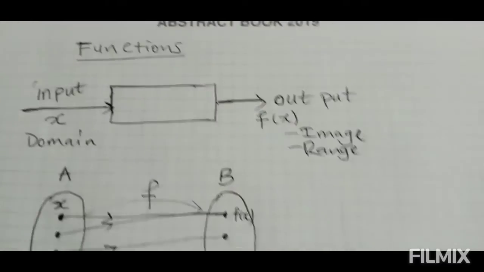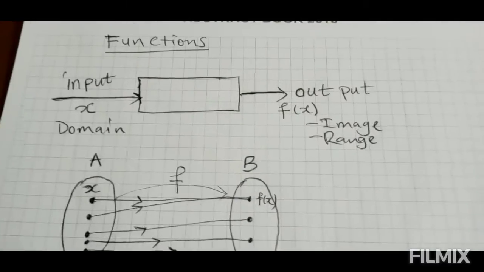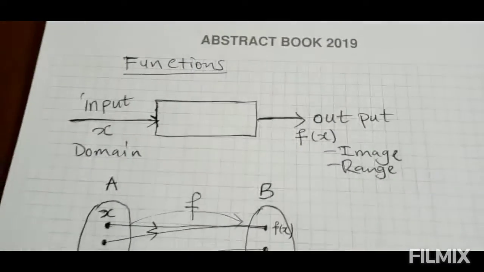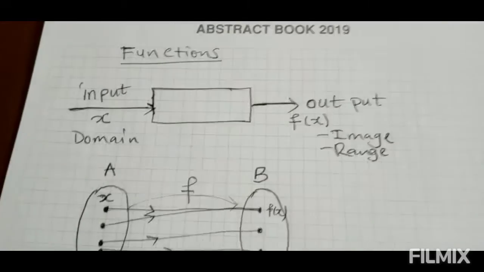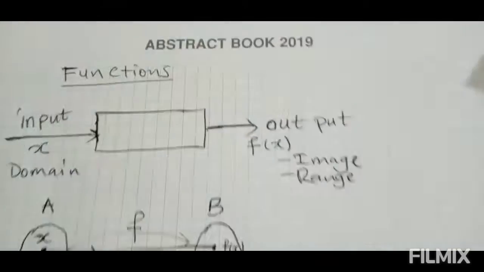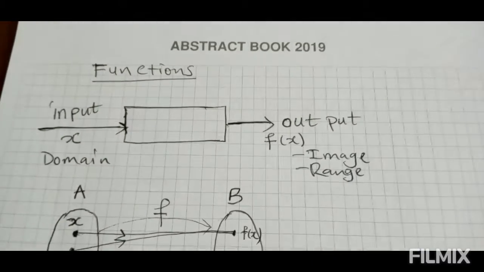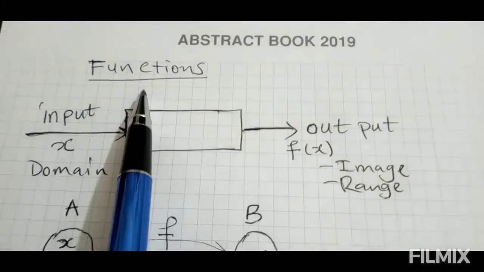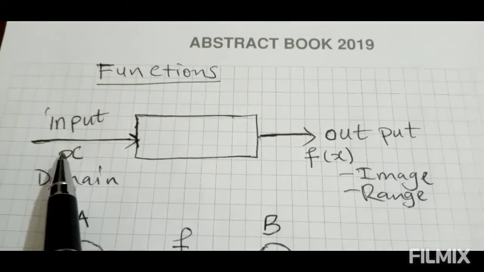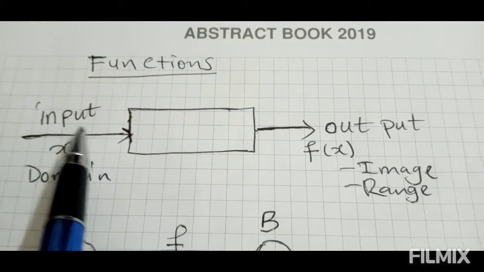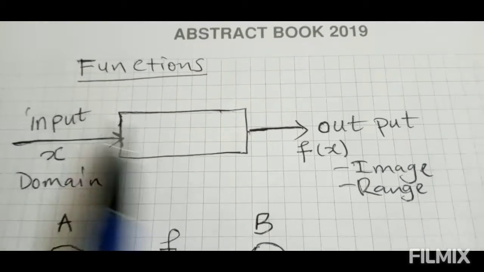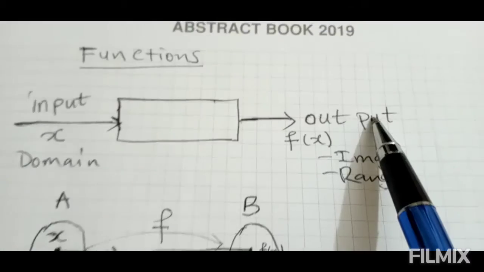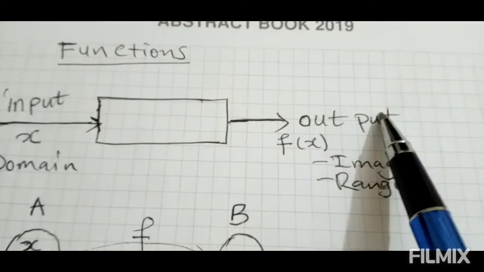Because for you to plot a graph, you need the domain and you need the range, okay? Now these two aspects are found in functions, okay? So let me introduce a function. So this is a function, okay? A function, think of an input and output, okay? You have input and you have output, okay?